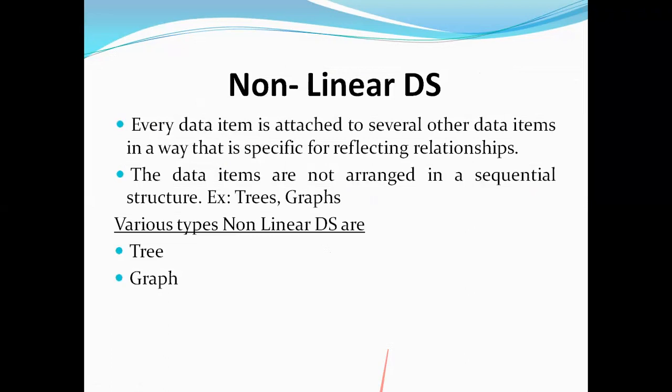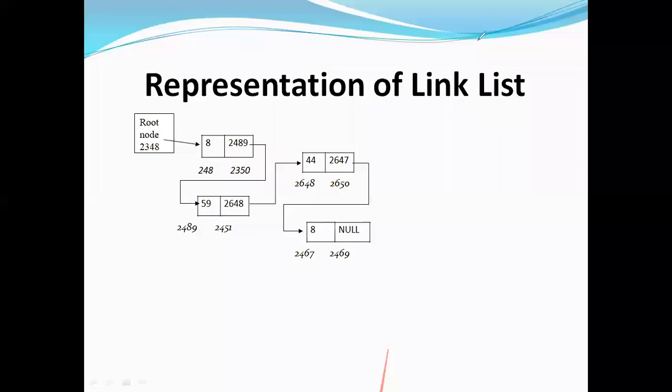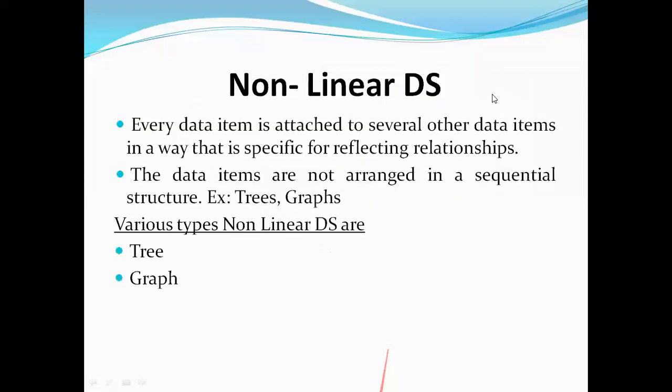In non-linear data structures, every data item is attached to several other data items in such a way that is specific for reflecting the relationship. So one item is attached to a second item in such a way that it represents either that item is the parent of the attached item, or that item is the child of the attached item, or that two items are siblings of some particular item.